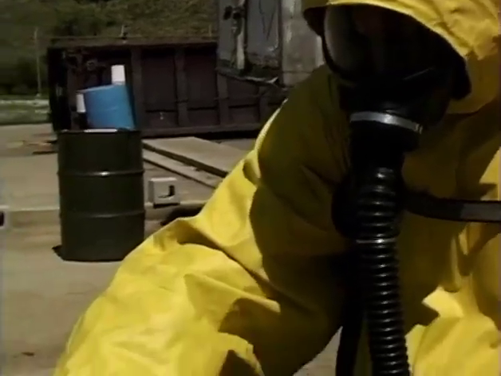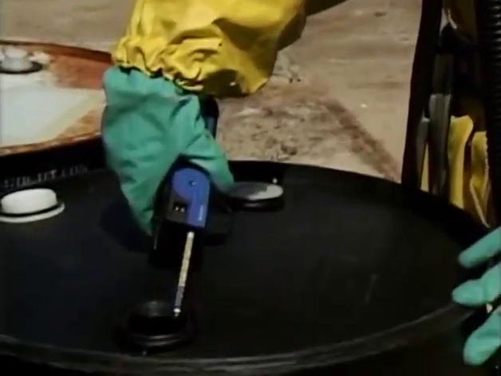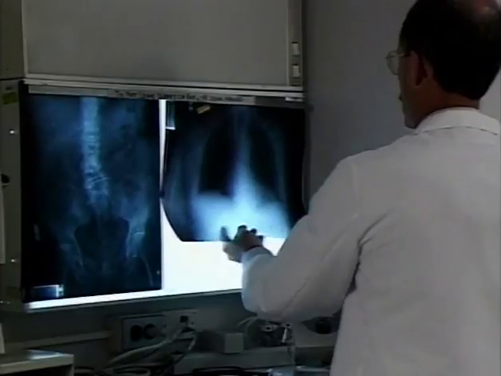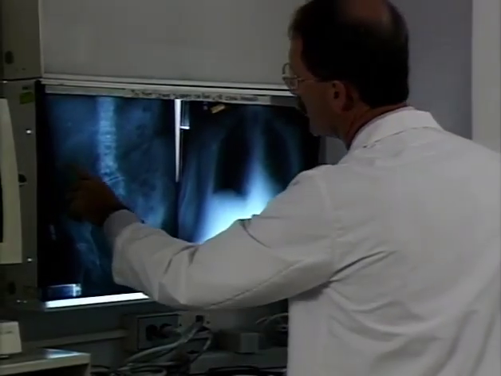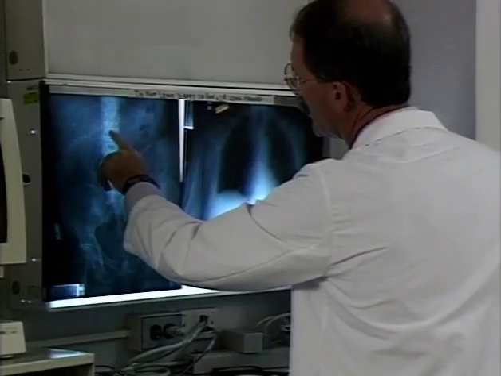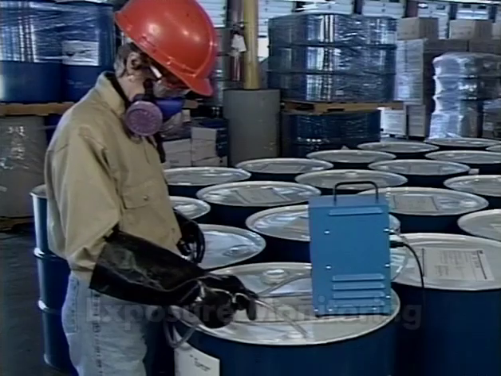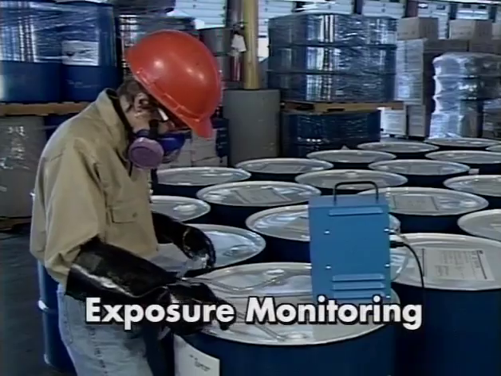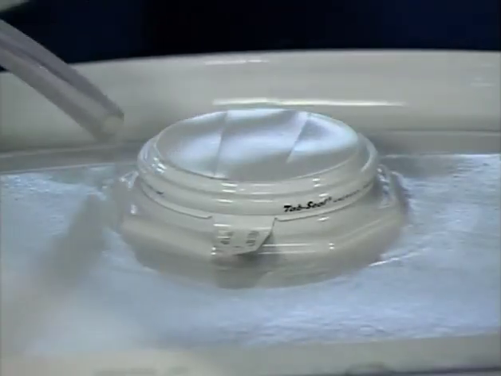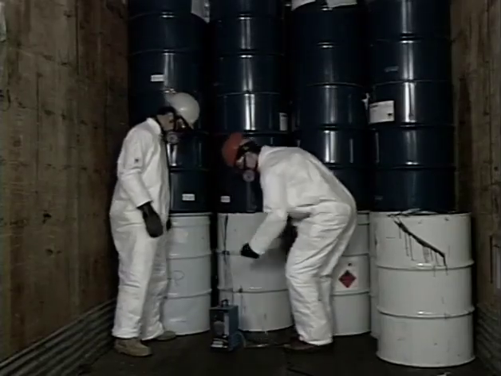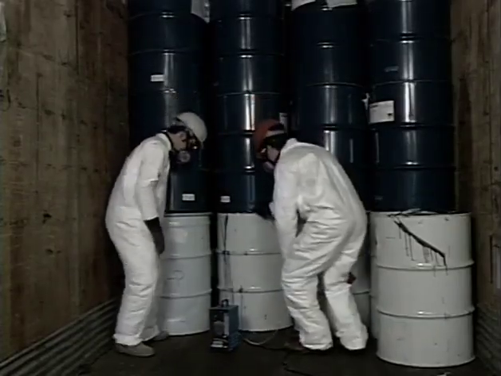Under Hazwoper, exposure monitoring, decontamination, and medical surveillance also play important roles in the prevention of overexposure to hazardous substances. Exposure monitoring is performed to identify and measure the levels of contaminants in the air. This helps to determine the proper engineering controls, work practices, and personal protective equipment to be used at the location.